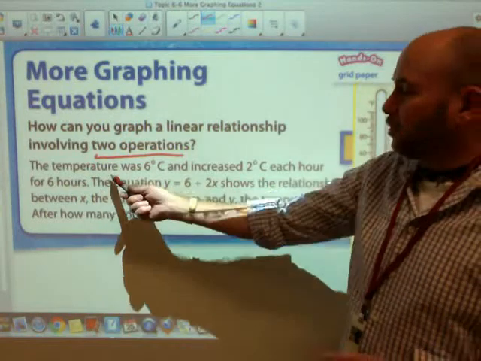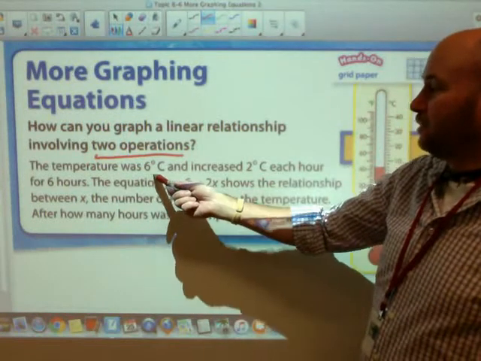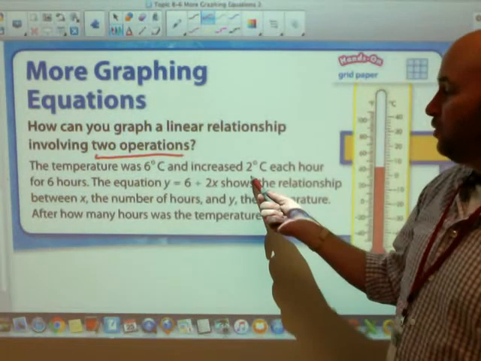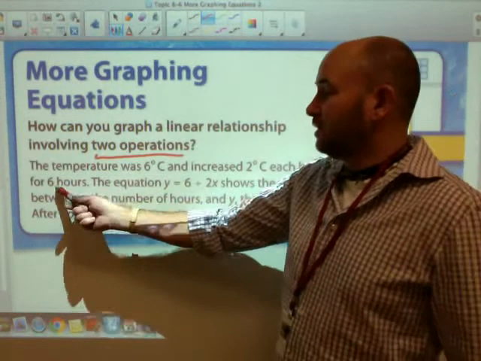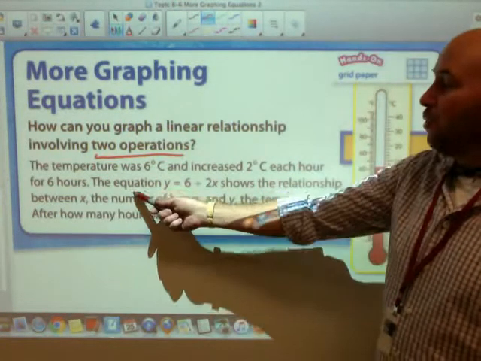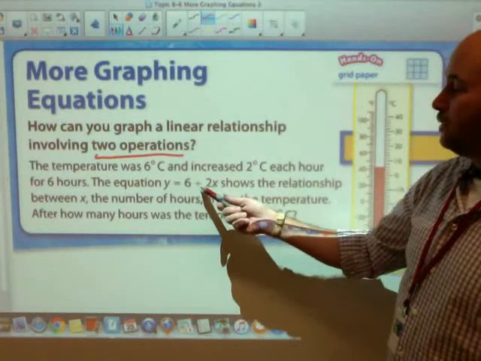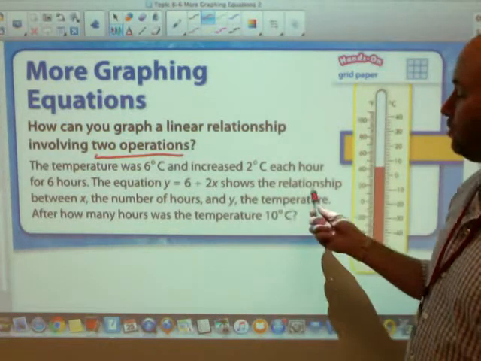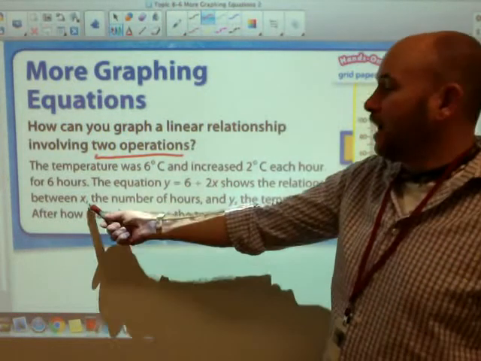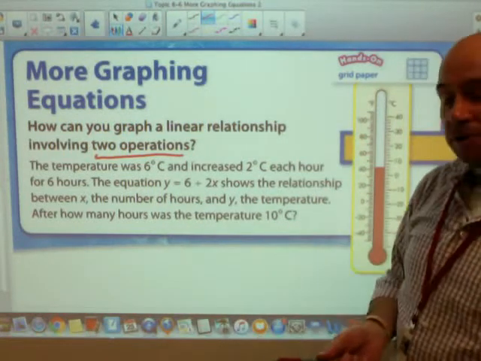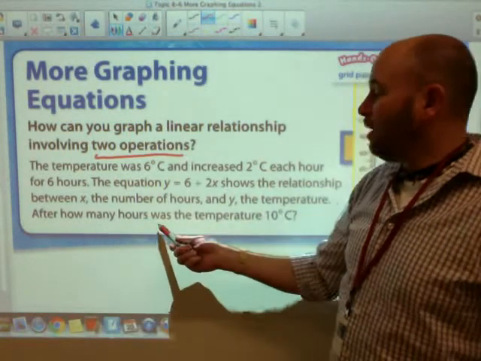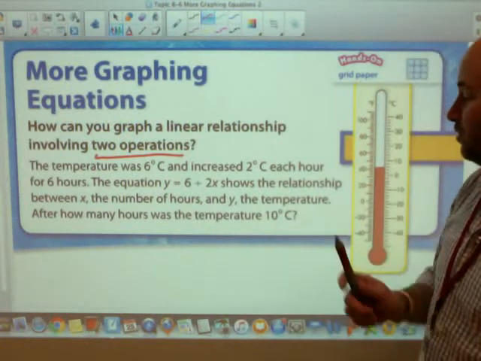The temperature was 6 degrees Celsius and increased 2 degrees Celsius each hour for 6 hours. The equation y equals 6 plus 2x shows the relationship between x, the number of hours, and y, the temperature. After how many hours was the temperature 10 degrees Celsius?